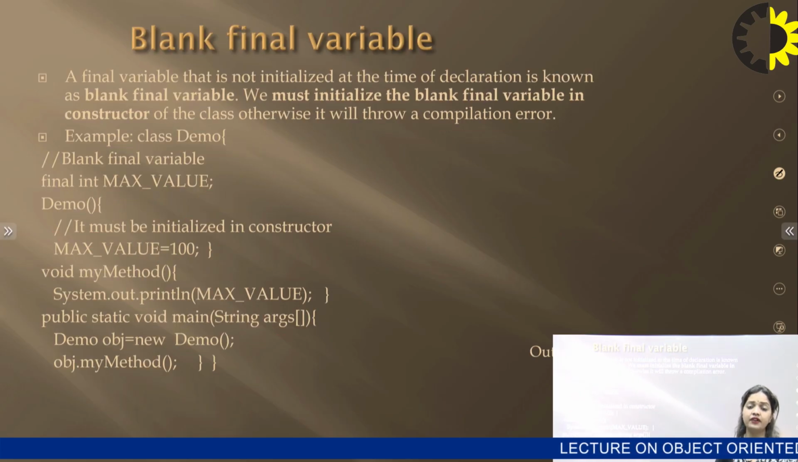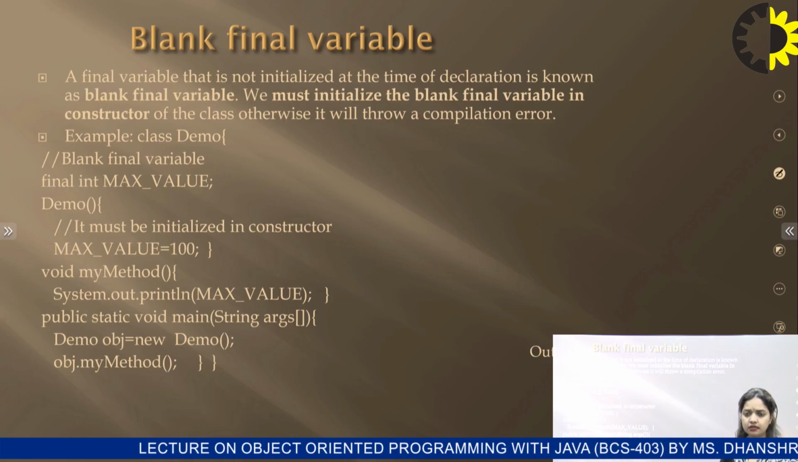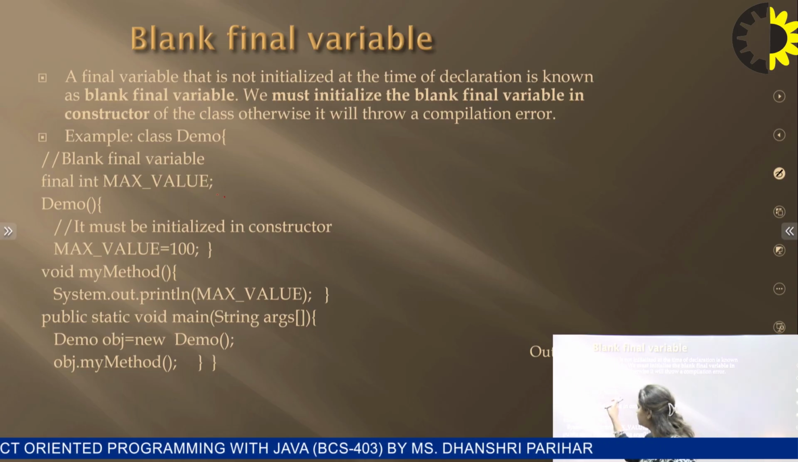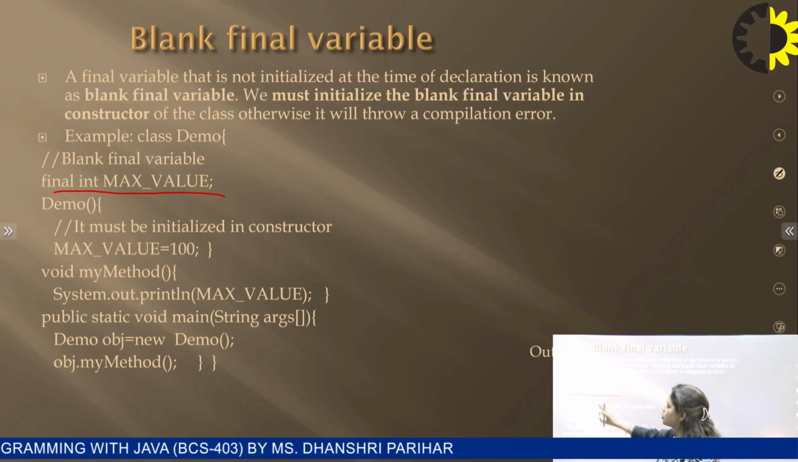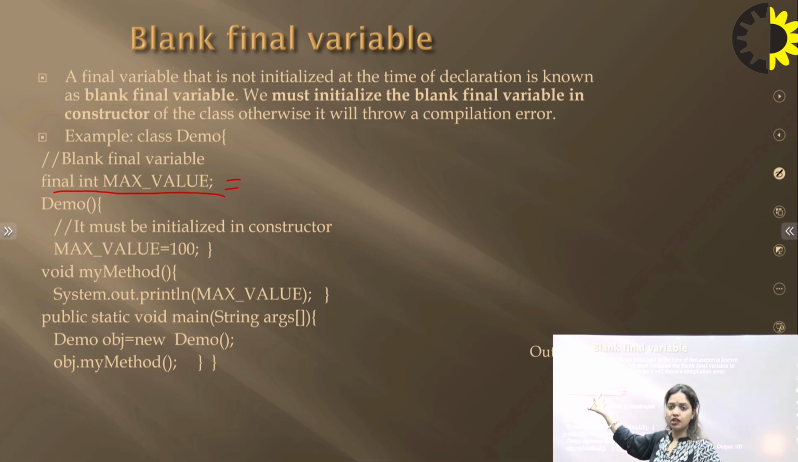Now next is blank final variable. There is one more possibility with such kind of code. How can we make some coding differentiation from the previous program? We can declare this variable outside the method demo, but we are not defining its value here. We are declaring max value to be final, but still the value is not assigned to this variable. So when we are creating this method demo, inside that we are assigning its value to be 100. So that is possible. That is a blank final variable, because we are not assigning any value at declaration.